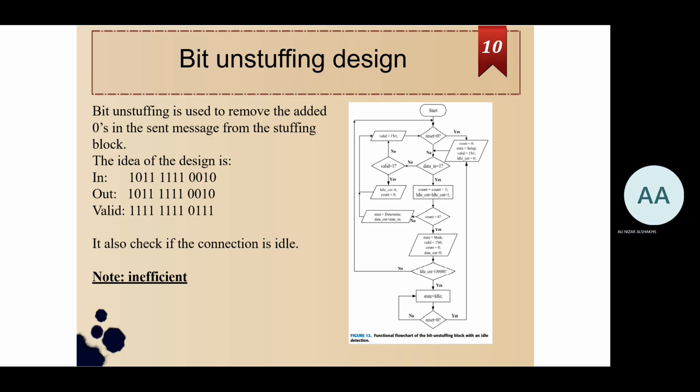But here, a lot of things have been done. I don't know why they made it so complicated. It is inefficient, as you can see, since what we need is just to check if the data is valid or not. Yes, they want to check if the link is idle or not. So if a lot of invalid data comes, it will change the state to idle, but it could also be less complicated than this.